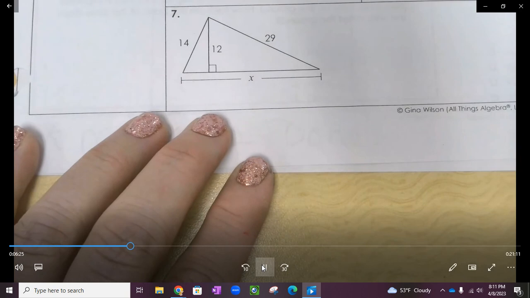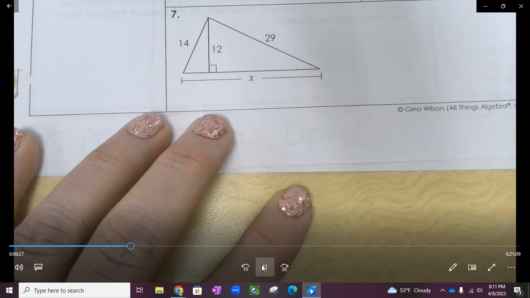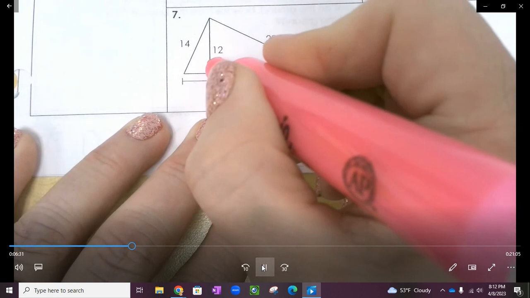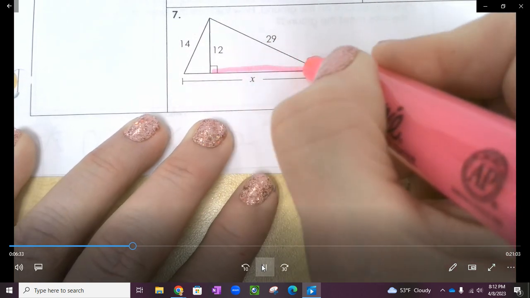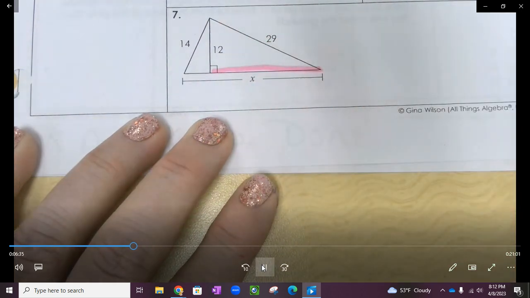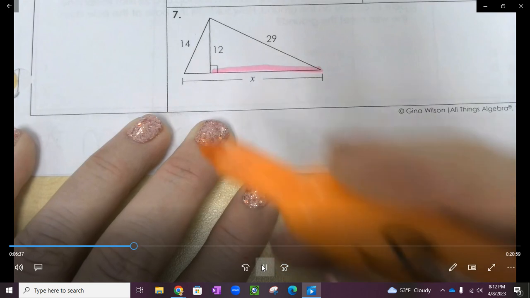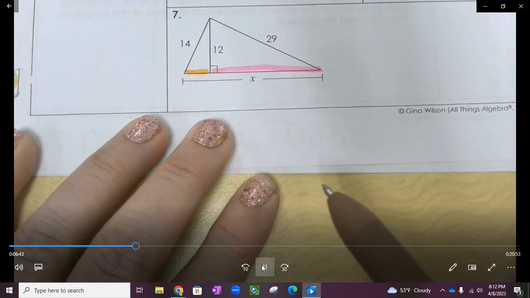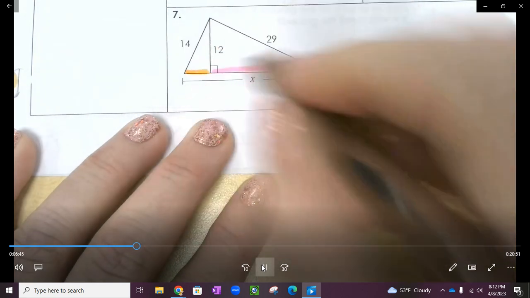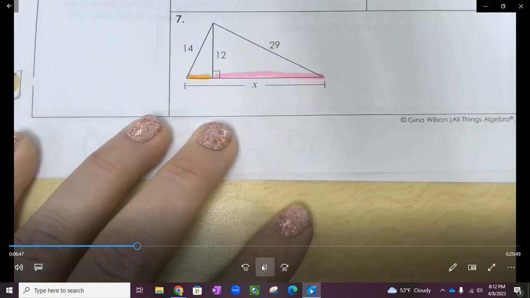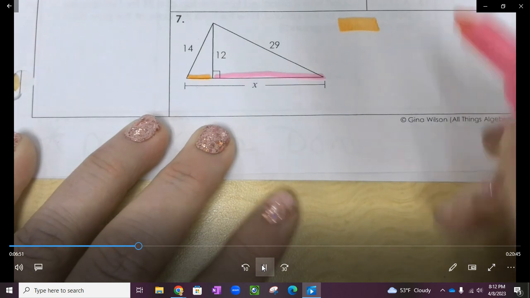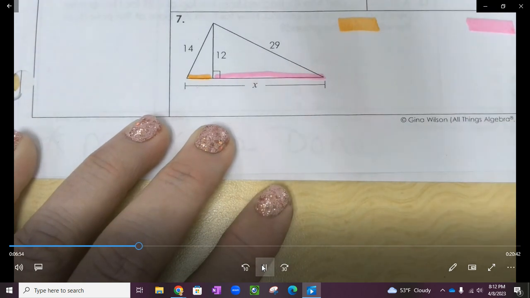Okay, look at number 7. So question number 7 is saying, what is x? This is just a combination problem. We have had combination problems on almost every worksheet that we've ever done. So it's asking you to do 2 problems. Okay, so for the left side, just to make this easier for you, I'm going to put orange over here, and I'm going to put pink over here so you know what goes with what.